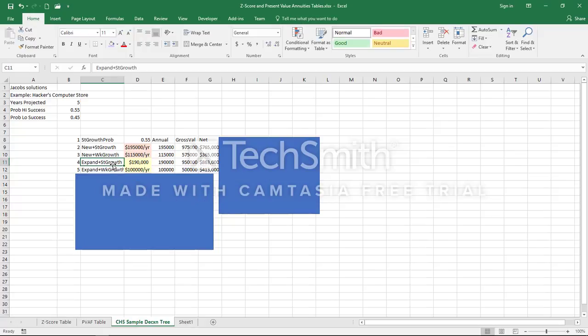One of them is strong growth, one of them is weak growth. That'd be $190,000 versus $100,000. We gross that up for 5 years, that's $950,000 for 5 years, or $500,000 for the 5 years, okay? From each of these, we're going to subtract what we were told to subtract, which was $87,000 that it costs to do the expansion. And when we do that, we end up with $863,000 and $413,000, reflective of strong or weak growth.